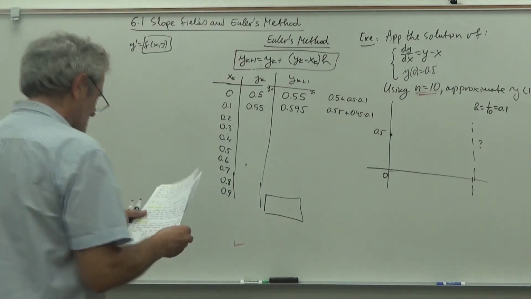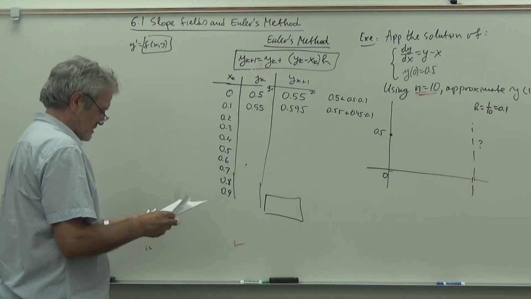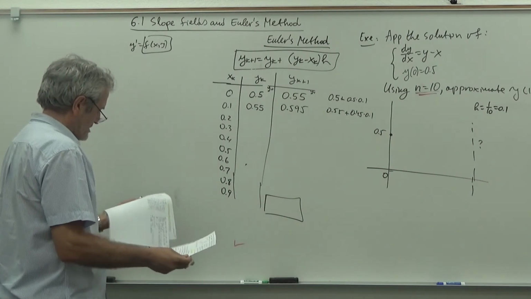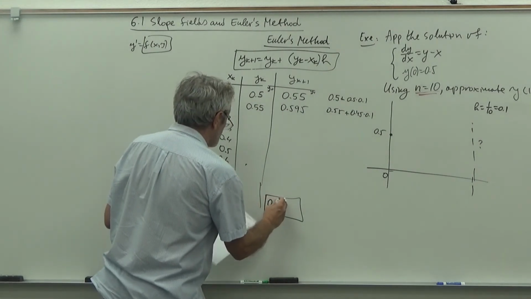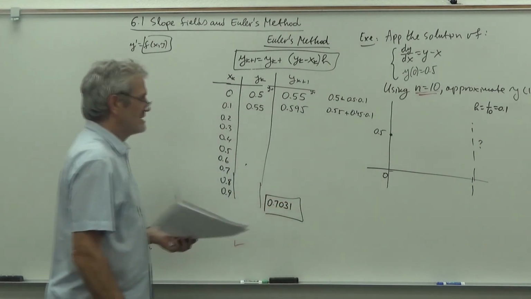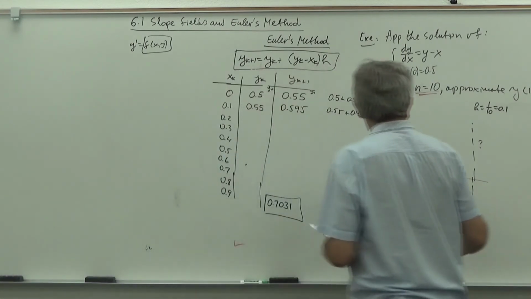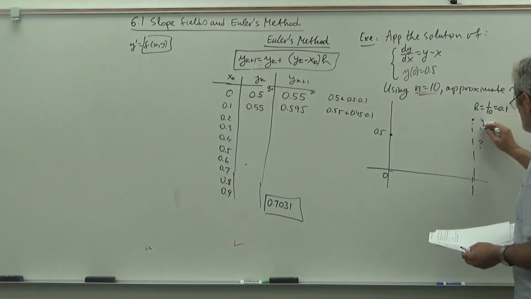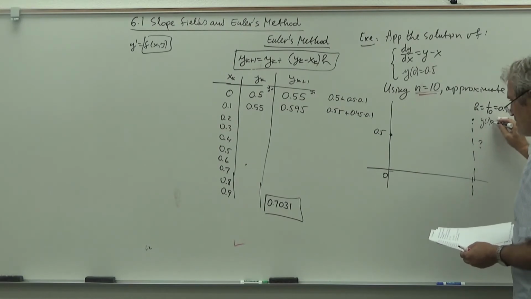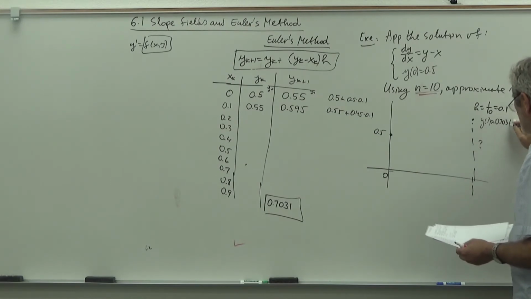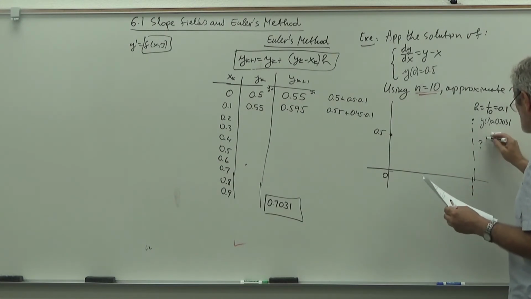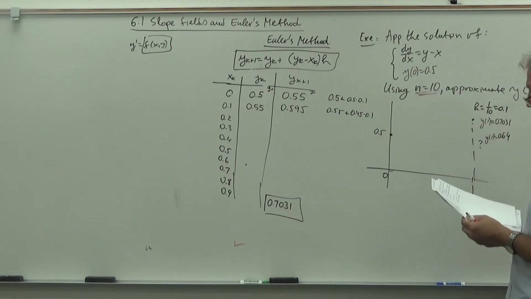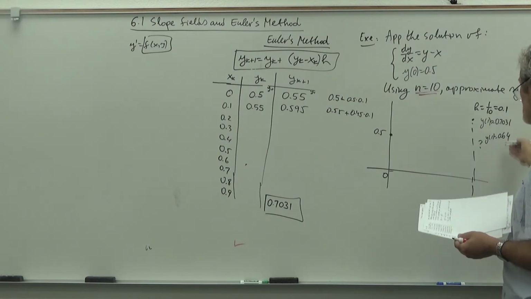Just let me record the result. So the result at the end, you will see that the result should be 0.7031, and that is the value that we will report. So we will report here that the y of 1 is approximately 0.731. If you solve the problem, the real value is y of 1 is 0.64, so we were a little bit off. We did a little overestimate, but it's not that bad.